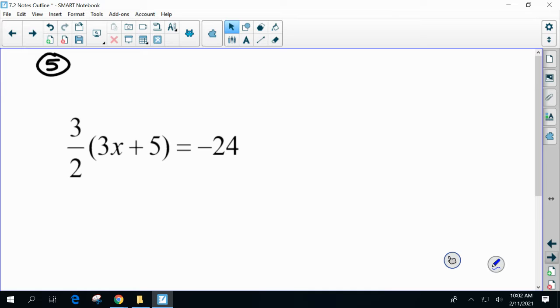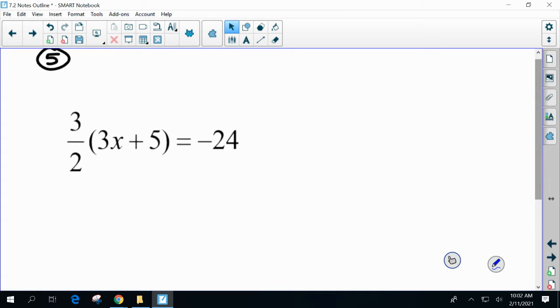Okay, on number 5, looks a little different. We have a fraction in front. So you have a couple choices here. You can distribute your fraction, which would create more fractions, or you can divide out your fractions, which is easier. And how do you divide a fraction? You multiply by the reciprocal. You keep change flip.